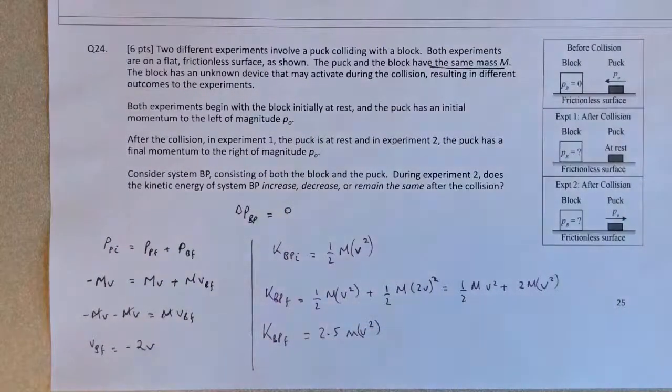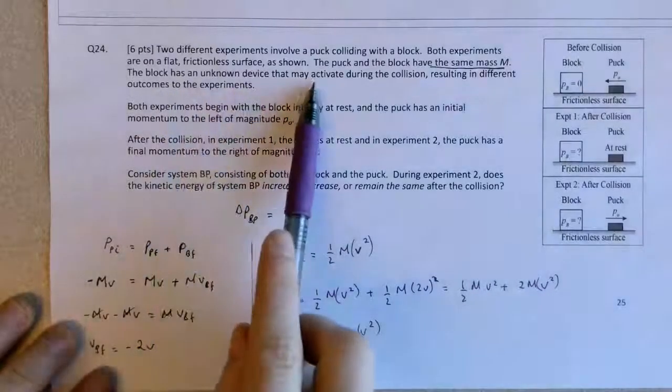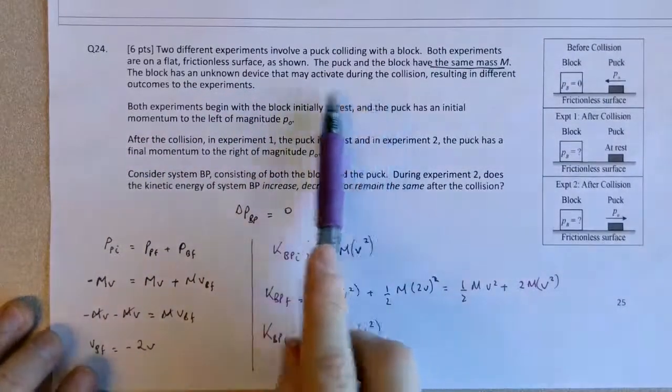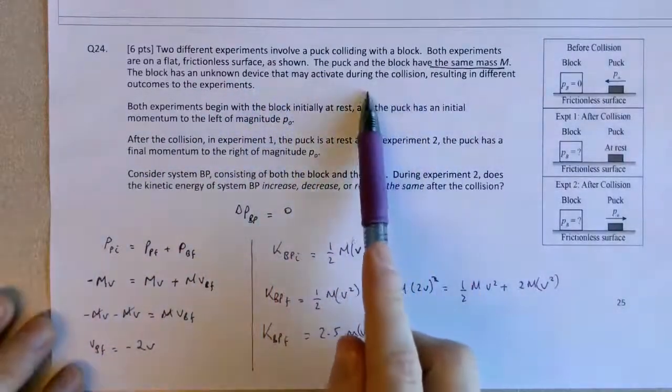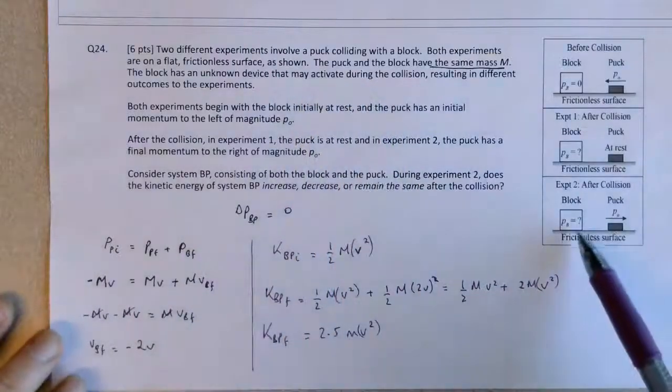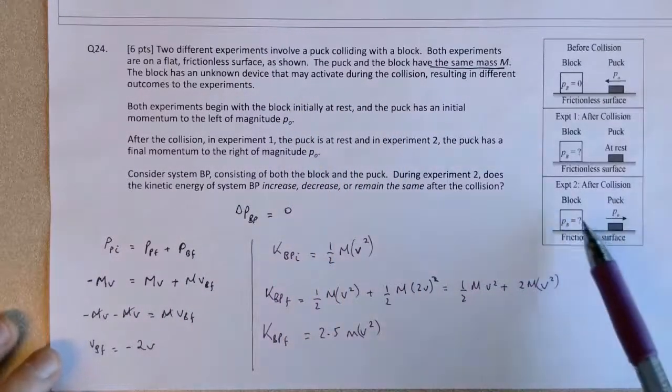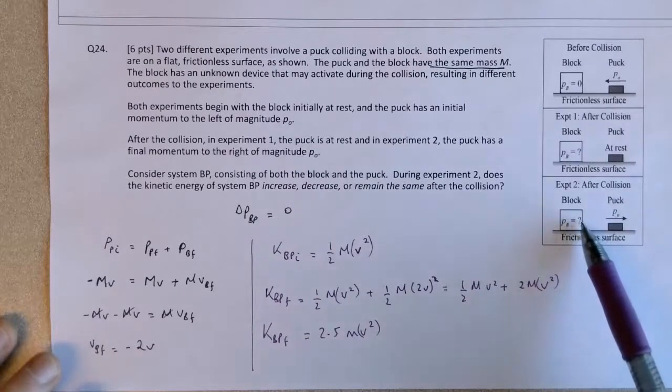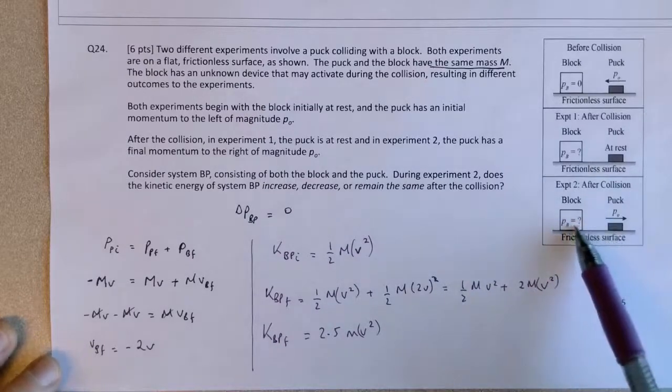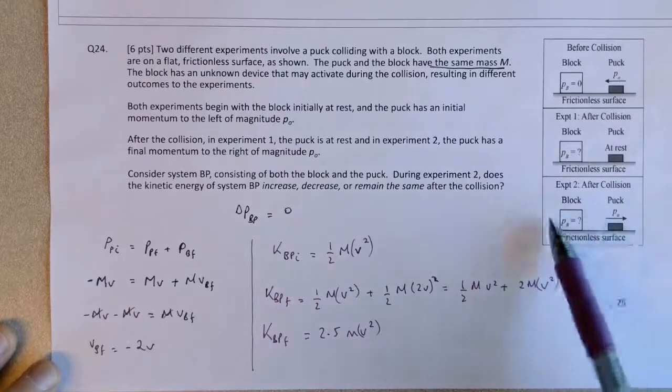Just making sure I do all my math right. As stated here, the block has an unknown device that may activate during the collision. A system that this could happen in is if the block somehow contains a coiled spring with some stored spring potential energy. When the puck hits the block, that spring gets released, and that potential energy in the spring gets transferred into the kinetic energy of the puck and the block together.